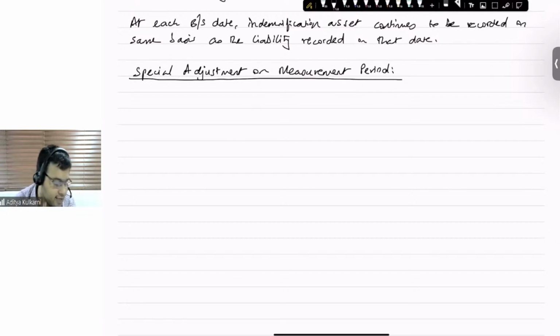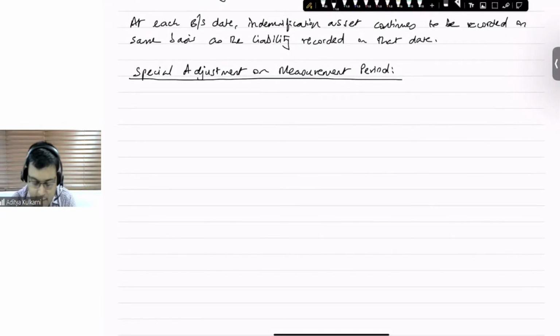If both these conditions are met, you have to get the information within 1 year from the date of acquisition, and it pertains to a condition existing on the balance sheet date. If both these conditions are met, then we will adjust the goodwill or capital reserve. If none of these conditions are met, or even just one of these conditions is met, we will not take it to goodwill. We will take it to the profit and loss account. Is it understood? Yes.